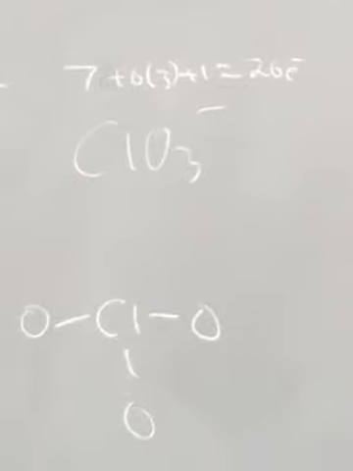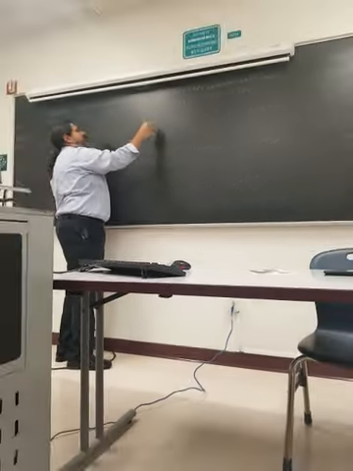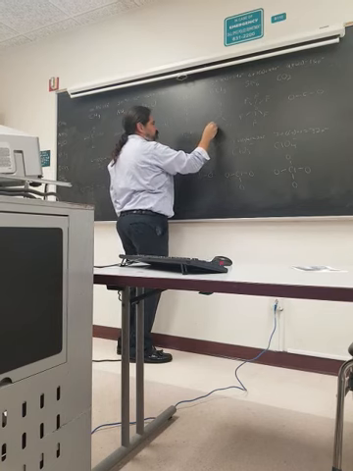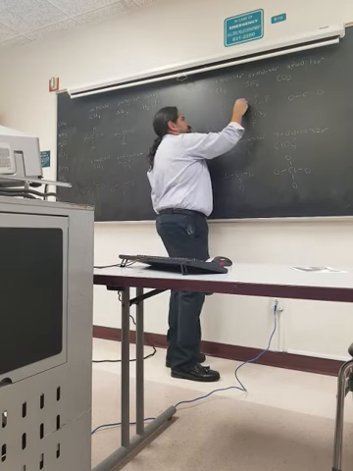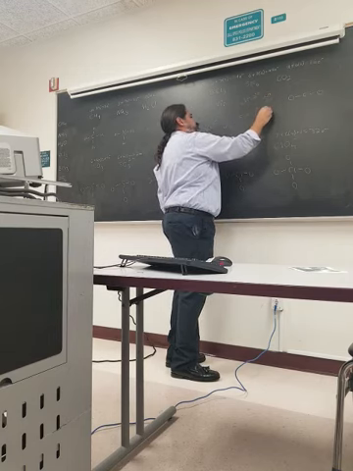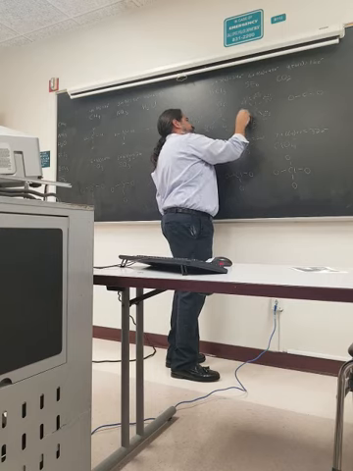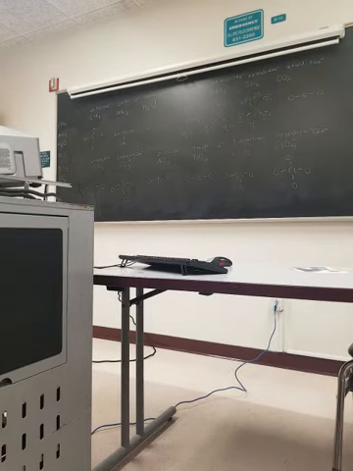Rule number three. Place 8 electrons on the outside atoms, except for hydrogen. Hydrogens only need 2. Basically, each line counts as 2 electrons. You said each line counts as 8? No, 2. Each one of these lines counts as 2. Since we're going for 8, everybody already has 2, so we need to add 6 more, which means 3 lone pairs.